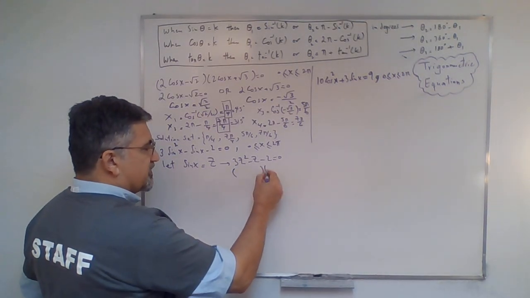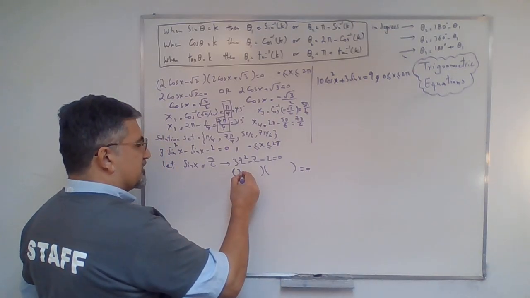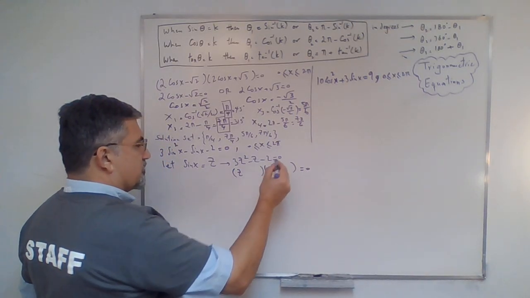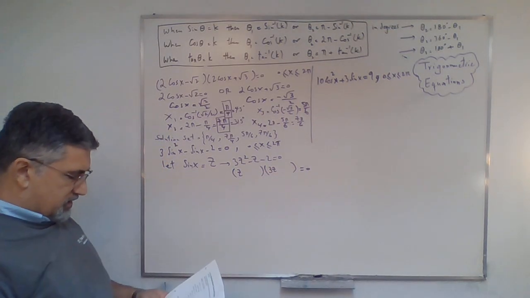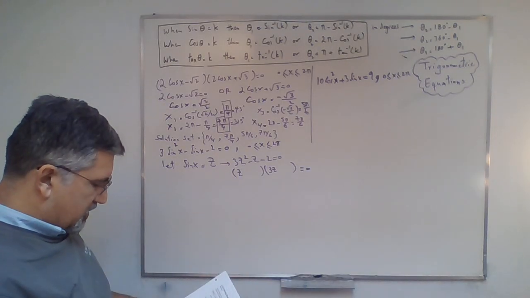So let's see if it is possible to factor this. 3z and z, the product would be 3z squared.